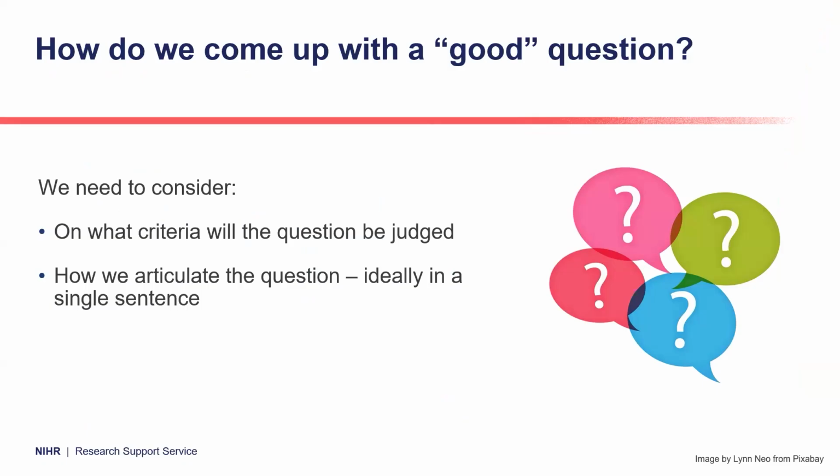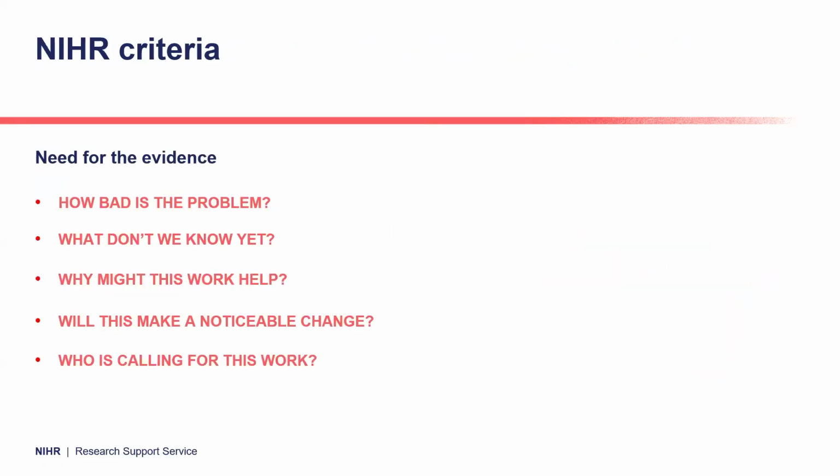So when thinking about that, you need to think about what criteria your research question will be judged upon, and then also think about whether you can clearly articulate that question, ideally in a single sentence, but sometimes it's not possible. So just trying to think about how we can get that question across in a simple way, which is understandable. So, thinking first of all about criteria.